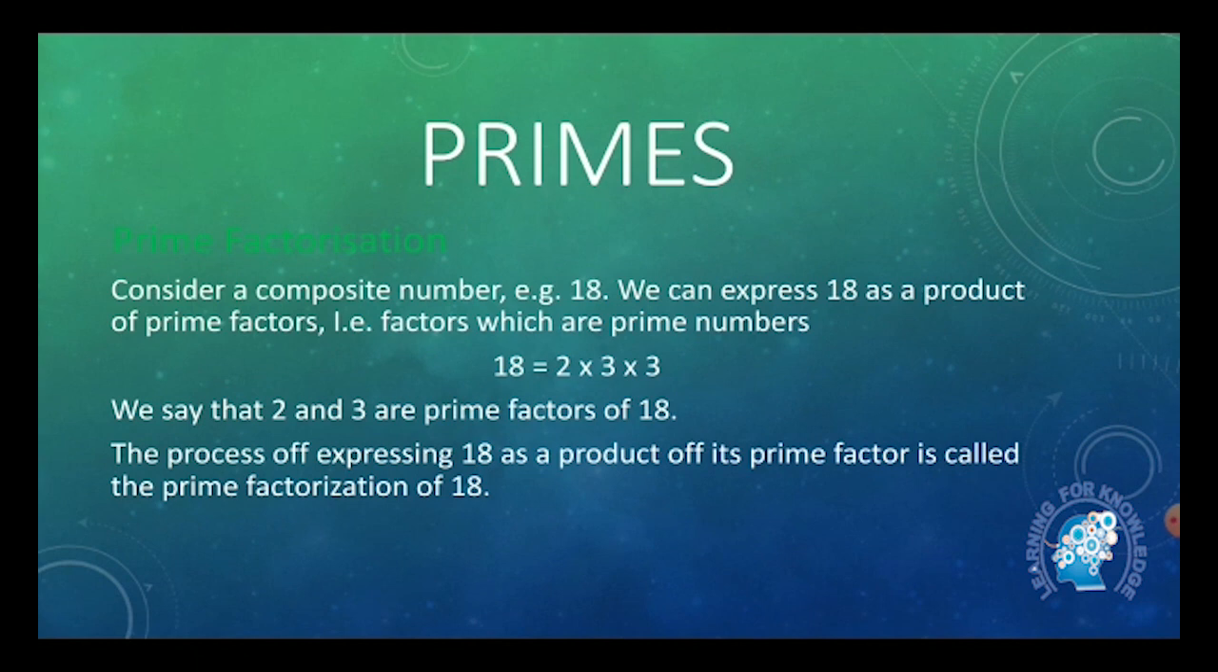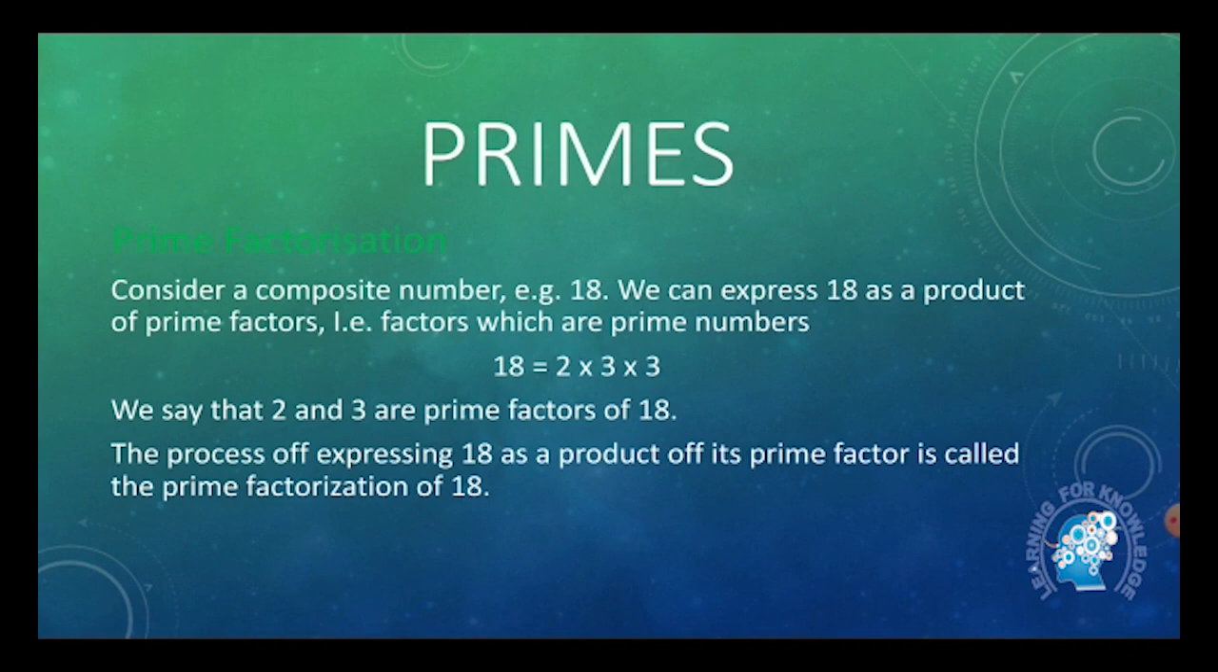Now consider a composite number. Example 18. As 18 is an even number, it will also be considered a composite number. We can express 18 as a product of its prime factors. And prime factors are factors which are prime numbers. Like 18 has a factor 2, has factor 3 and many more. So both 2 and 3 are prime numbers. So 2 and 3 are the prime factors of 18.